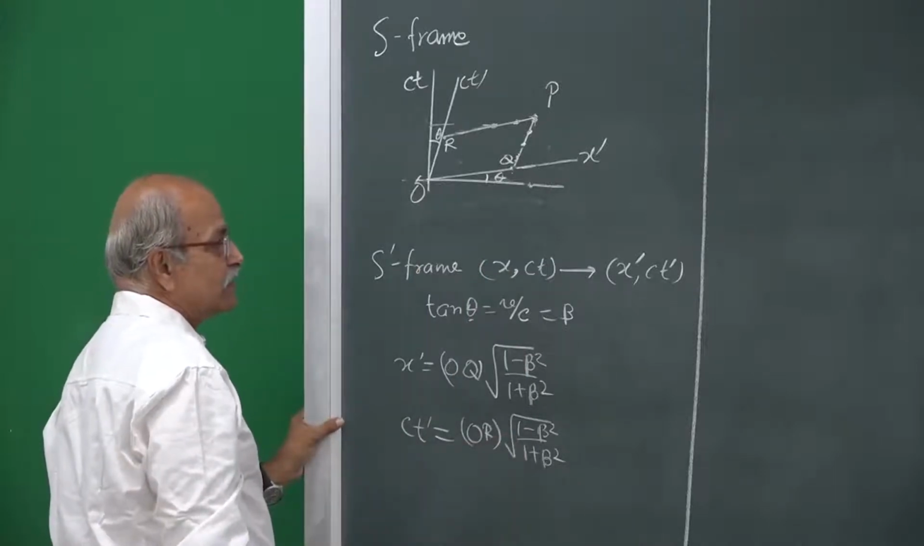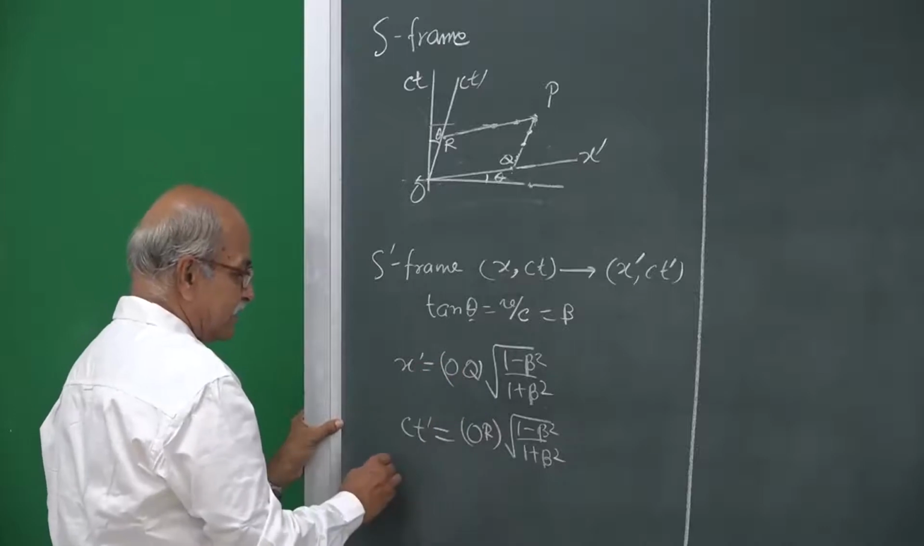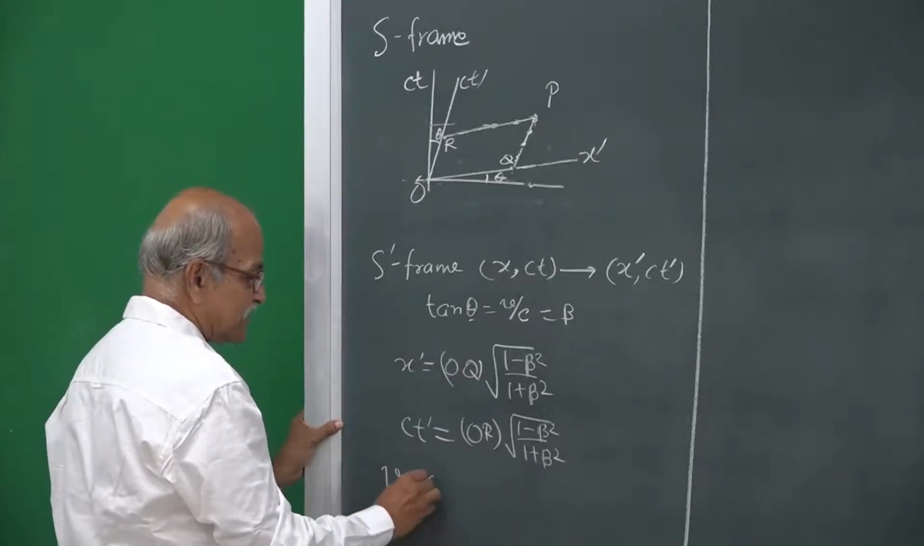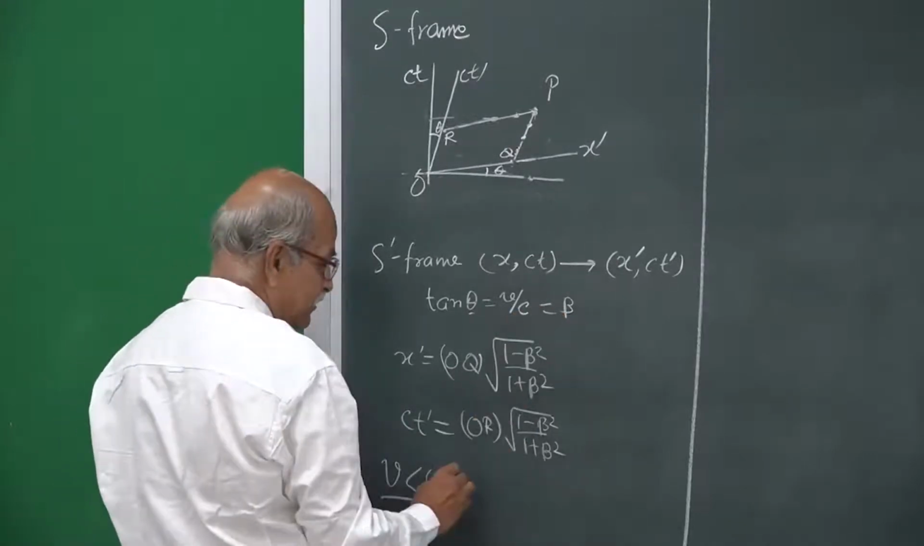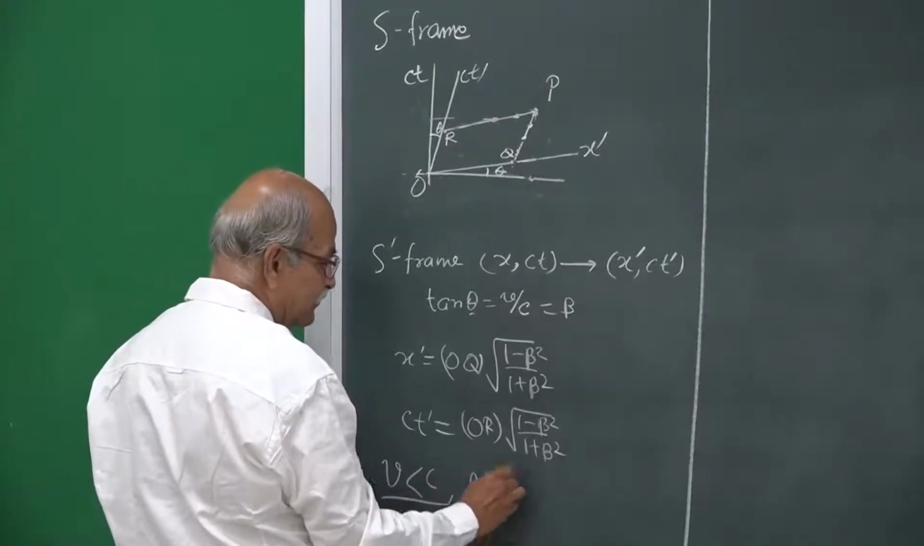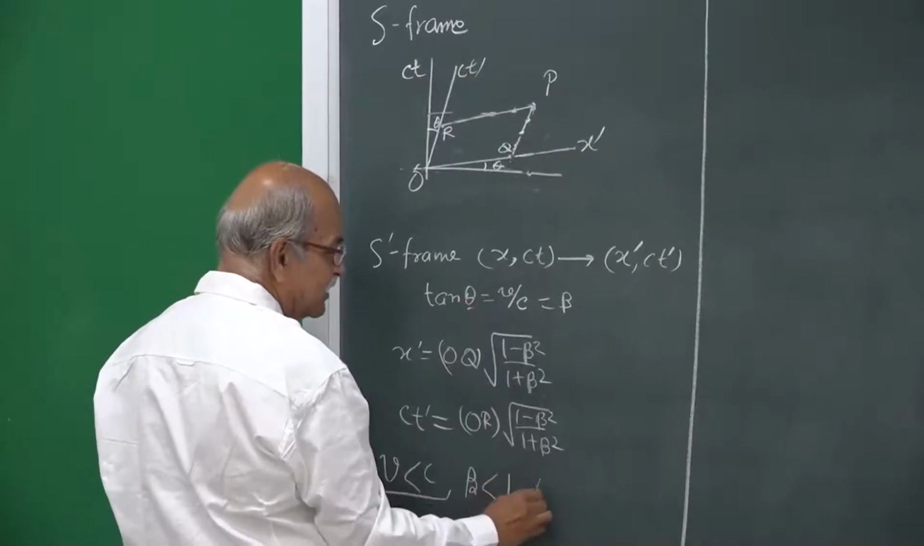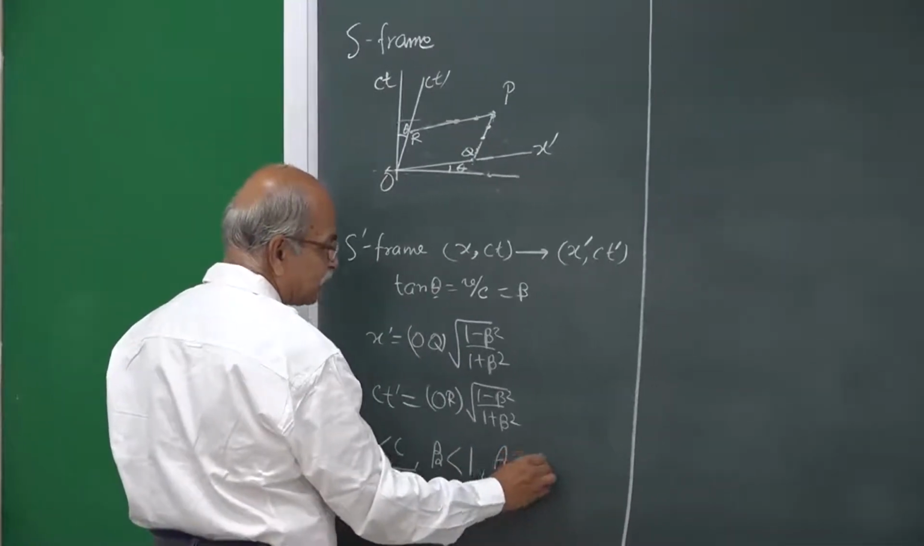And another thing you can just see that since our frames always have velocity less than c, that means this beta is always less than 1, and therefore, this theta is always less than pi by 4 or 45 degrees.